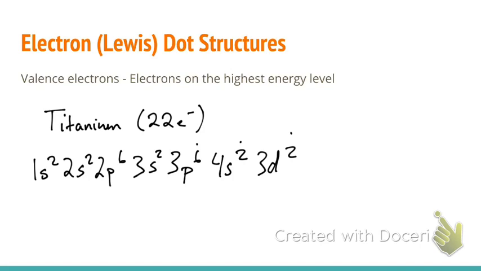All right. Now this one's a little tricky, because if you look carefully, the highest energy level is this 4. And so I only have 2 valence electrons, because I only have one 4 and there are 2 s electrons there. So this would be titanium, and then 2. And that's it.